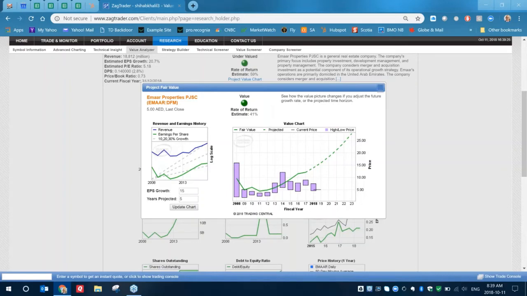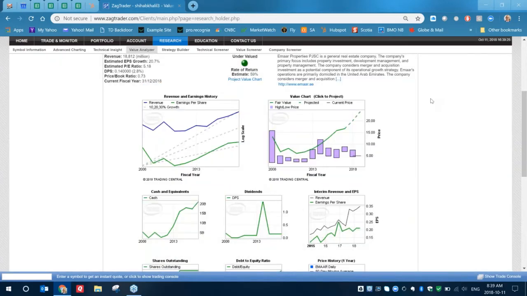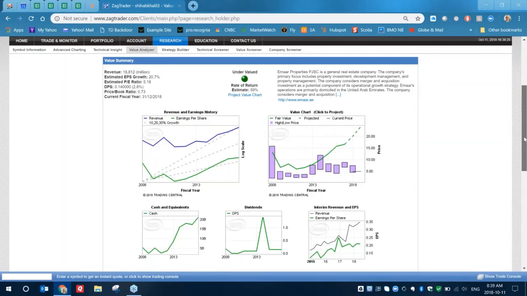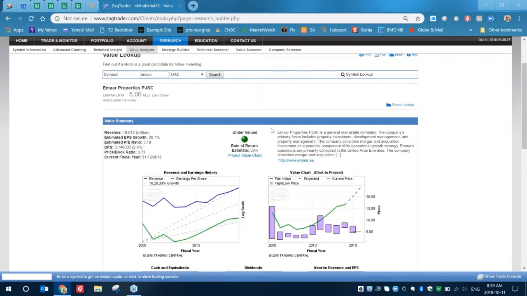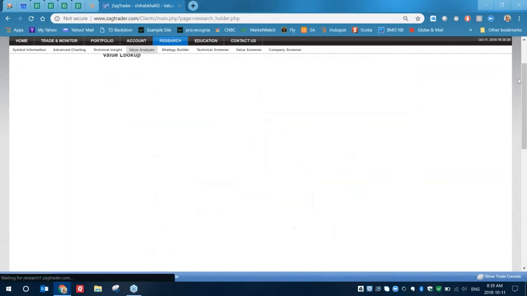Let's try another company here. Maybe we'll try something like, let's pick a company in the US, because there's so many interesting things in the US right now with all the volatility going on right there. So let's take a look at Apple. And what's the story on Apple?